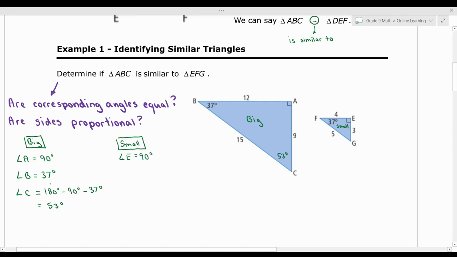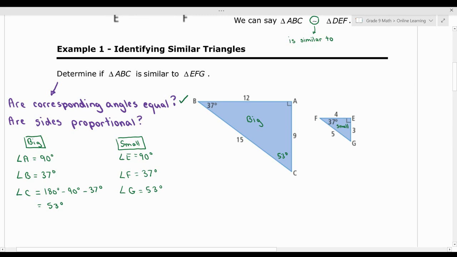Then angle B was 37. So there was a 37 in the big triangle. I'm going to try and find that in the small triangle, and I notice it's connected to F. So I can say angle F is 37. Okay, well, here's the thing. If this is matching up and if that's matching up, then our angle G would also have to be 53. All right, so our corresponding angles are equal. Yes, they are. So that looks pretty good.